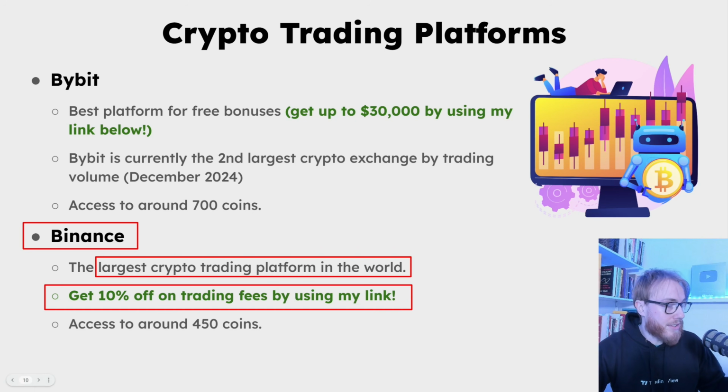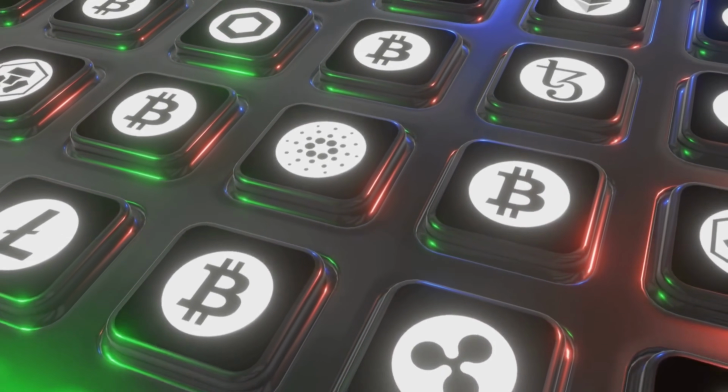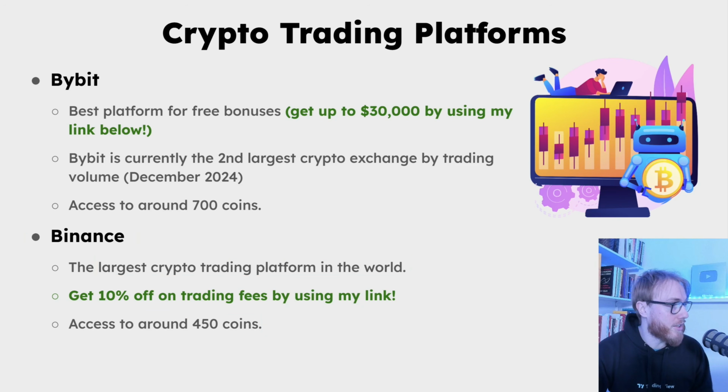And what about the access to coins? Well, Binance has, just like Bybit, access to many coins. Not as many. We have a total of around 450 coins. But 450 coins is still a lot, guys. You will have tons of different charts to scan and analyze. So both of these alternatives are good in my opinion.